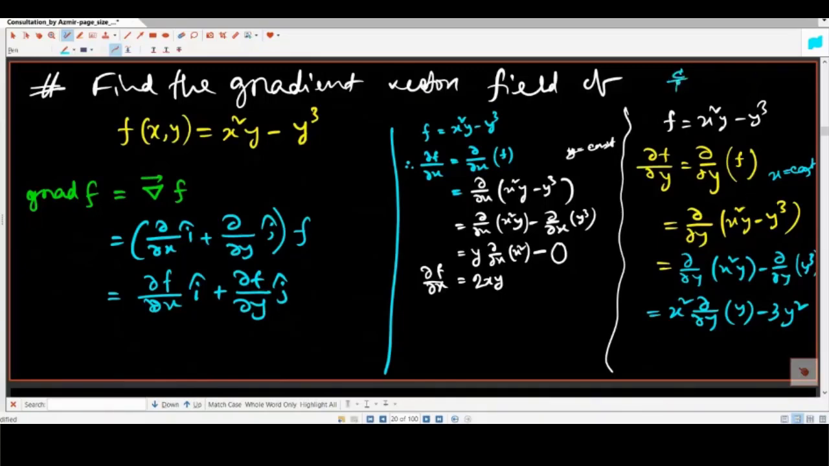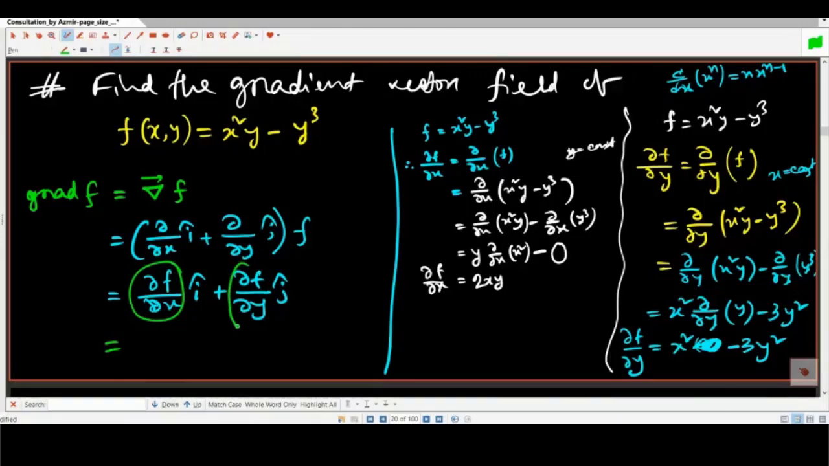So it will be 3y squared, because we know that ∂/∂x of x to the power n is n x to the power n minus 1. So x and y are similar here. So y cubed, its derivative with respect to y will be 3y squared. And for x squared, the derivative of y in terms of y is 1, so no need to write 1. We have x squared minus 3y squared. This is ∂f/∂y.